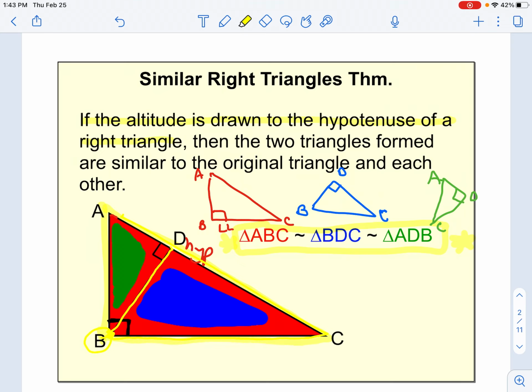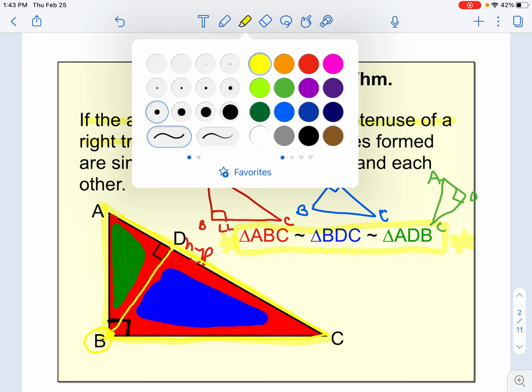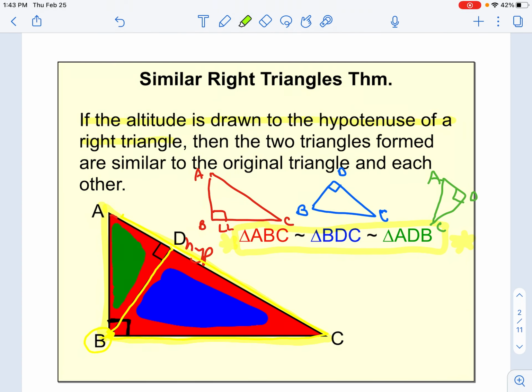And when we draw in that altitude, then it forms two other triangles that are similar to the original and similar to each other. So if the altitude is drawn to the hypotenuse of a right triangle, then the two triangles formed are similar to the original and each other. So what that means is triangle ABC, the red triangle, is similar to triangle DBC, the blue triangle, and also similar to the green triangle, triangle ADB.